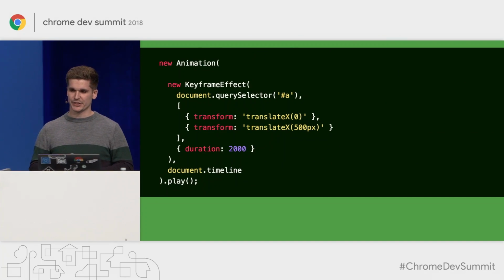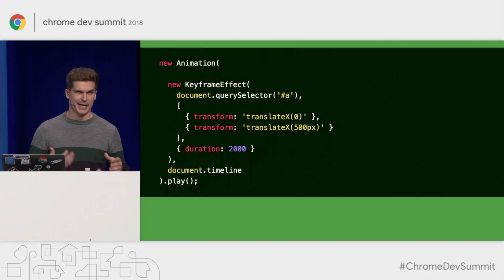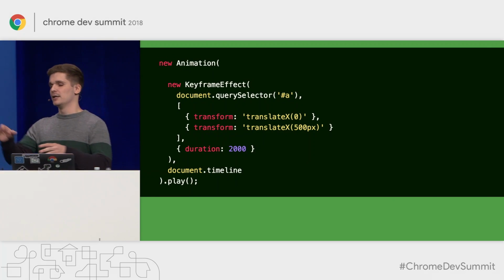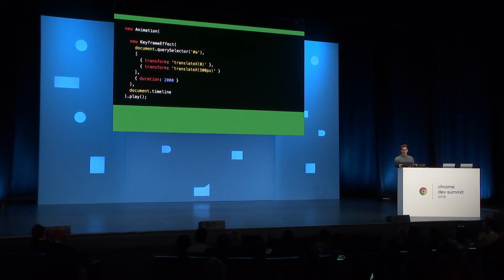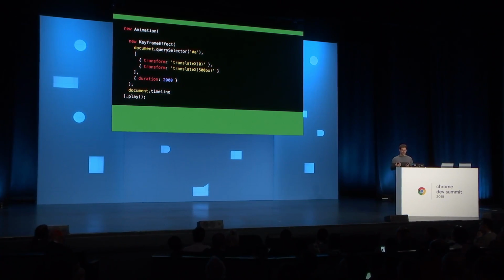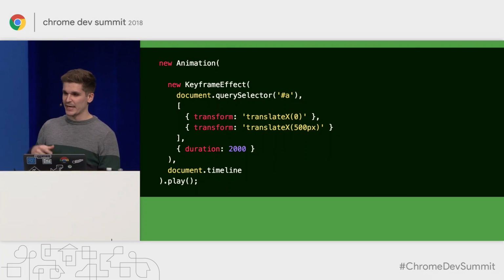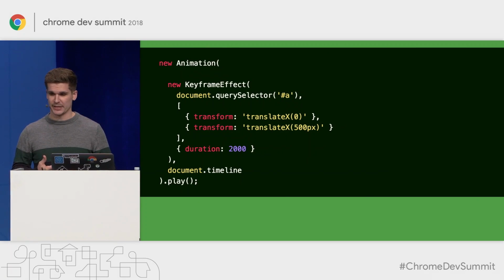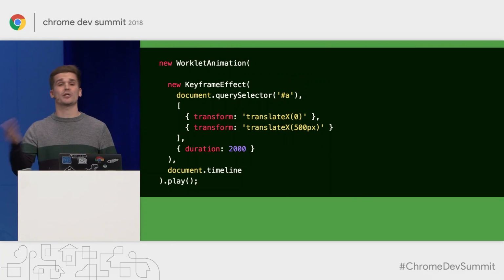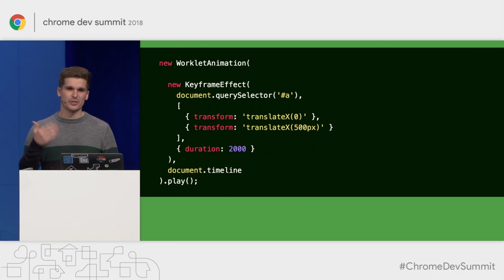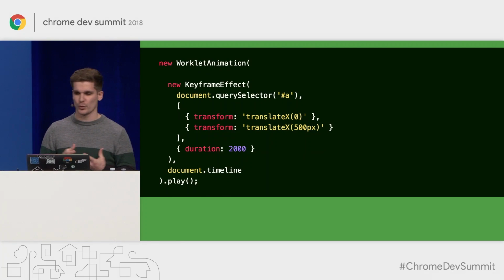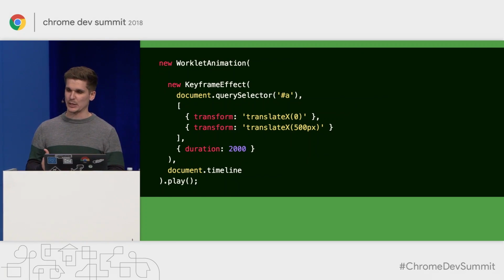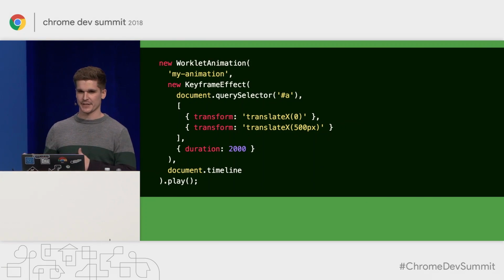So what you see here is a normal Web Animations API animation. Usually, Web Animations API is thought about in terms of the .animate call. This is the same thing, just a little bit more elaborate. It's also part of the API. And a worklet animation is actually very, very similar. So for example, I would just use a worklet animation instead of an animation. And because we are associating this animation with a worklet, we need to once again provide a worklet name. Other than that, it stays the same.